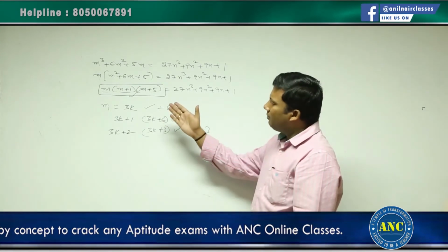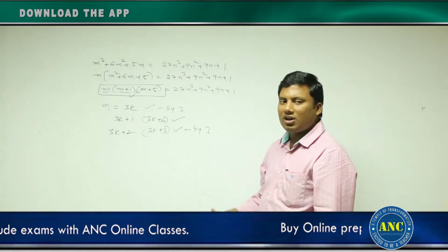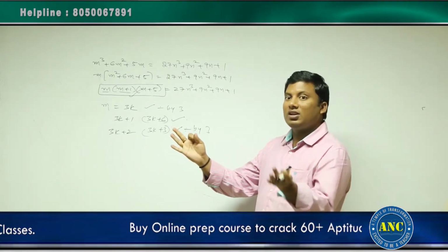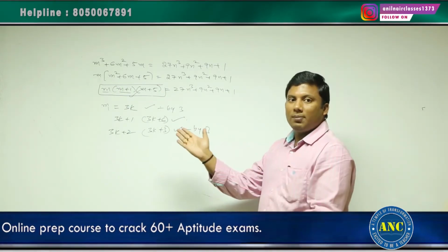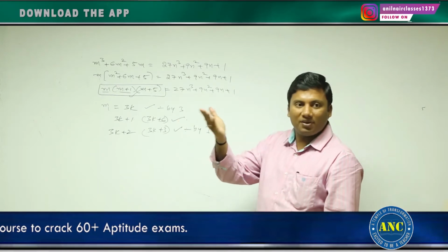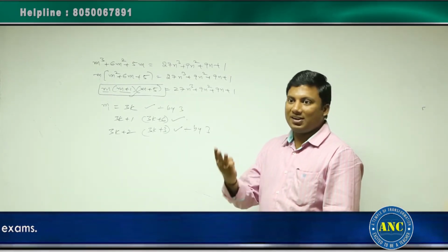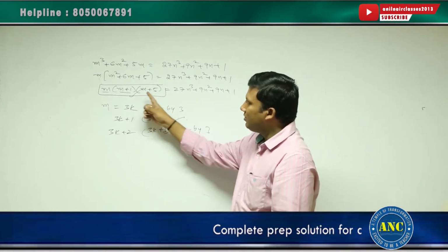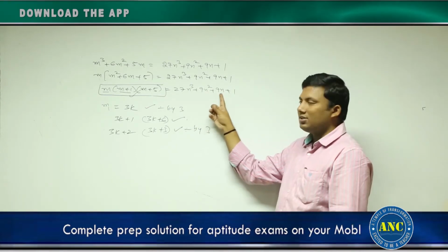See, when I say m plus 1, m plus 5, it is nothing but the product of 3 consecutive numbers only. Because m plus 1, m plus 2, m plus 3, m plus 4, m plus 5. M plus 5 is nothing but 3 plus m plus 2. Product of 3 consecutive numbers is always divisible by 3. This is divisible by 3.